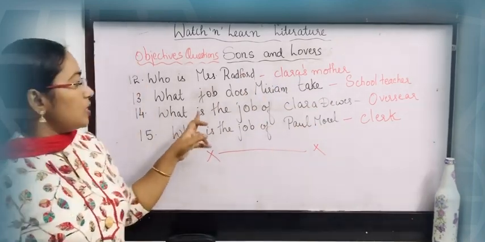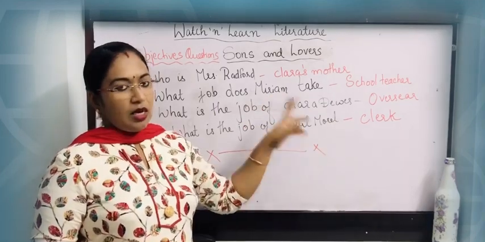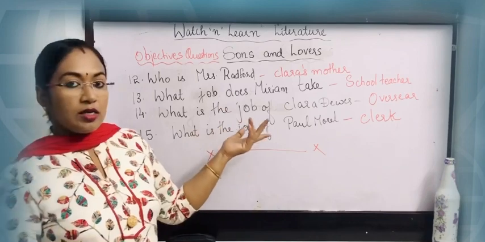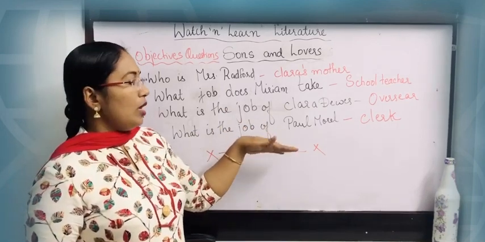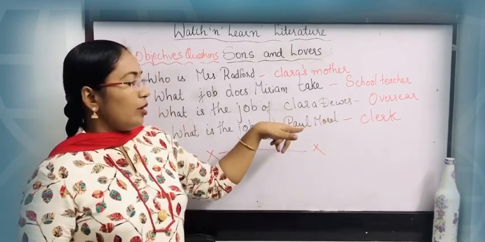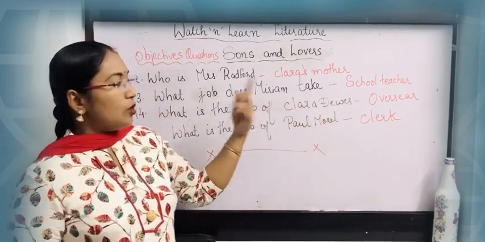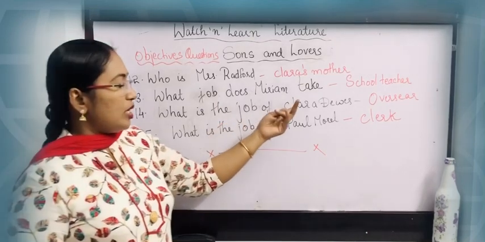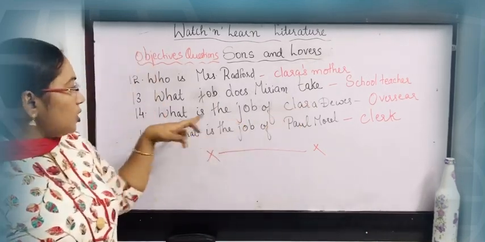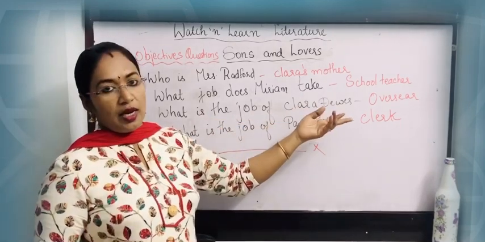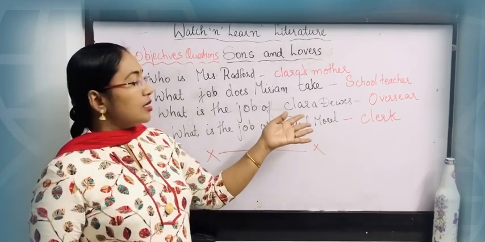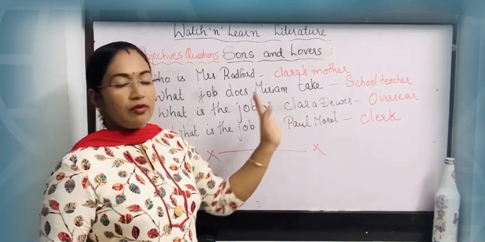Next one, what is the job of Clara Davis? In the earlier video, I told you that Paul is an overseer. It's not Paul, it's Clara Davis who is an overseer. Paul's head was Clara. The superior authority in that office was Clara. And what is the job of Clara Davis? She is working as an overseer. What is the job of Paul Morrell? He is a clerk in the office of Clara.